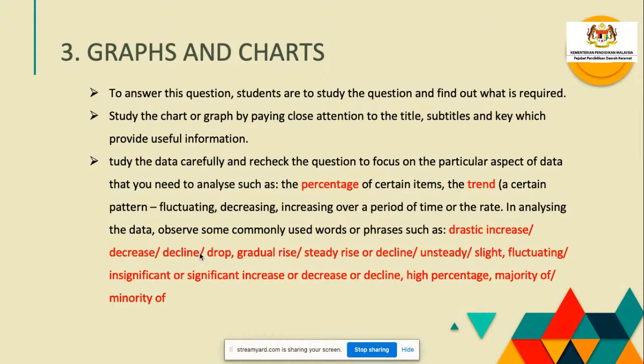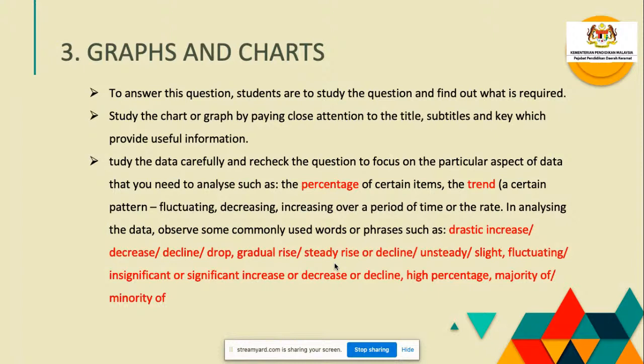Gradual rise. Gradual tu menunjukkan peningkatan yang sekata. Gradual tu maksudnya sekata. Kalau dia naik 2% bulan ni, bulan depan dia naik 2%. Bulan lagi satu pun 2%. So itu maksudnya gradual rise. Okay. Lepas tu steady rise or decline, steady je, macam tu je. Okay, unsteady, slight, fluctuating, insignificant or significant increase or decrease. So semua ni berkaitan dengan graphs and charts. Okay, so memang kena tahu apa maksud dia. Sebab tu saya kata kena familiarize yourself with these terms.